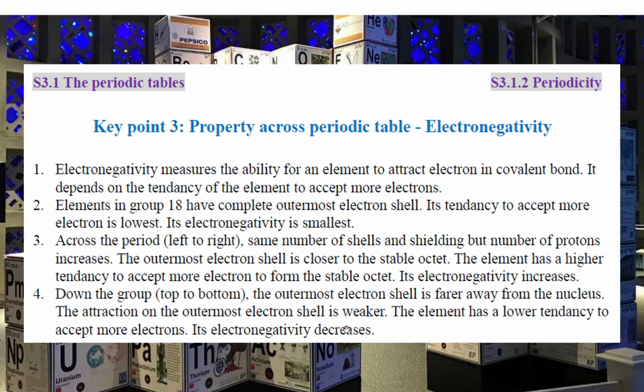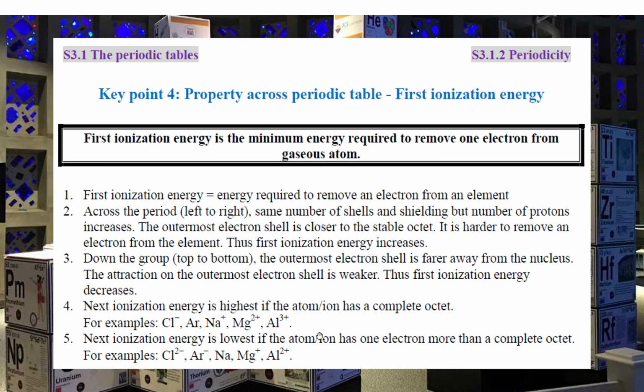Okay, so electronegativity drops, always the same concept. Another property across the periodic table is the first ionization energy. First ionization energy is the minimum positive energy required to remove one electron from an atom in the gaseous state. In the data booklet it is expressed per mole. It is the energy required to remove an electron from an element.